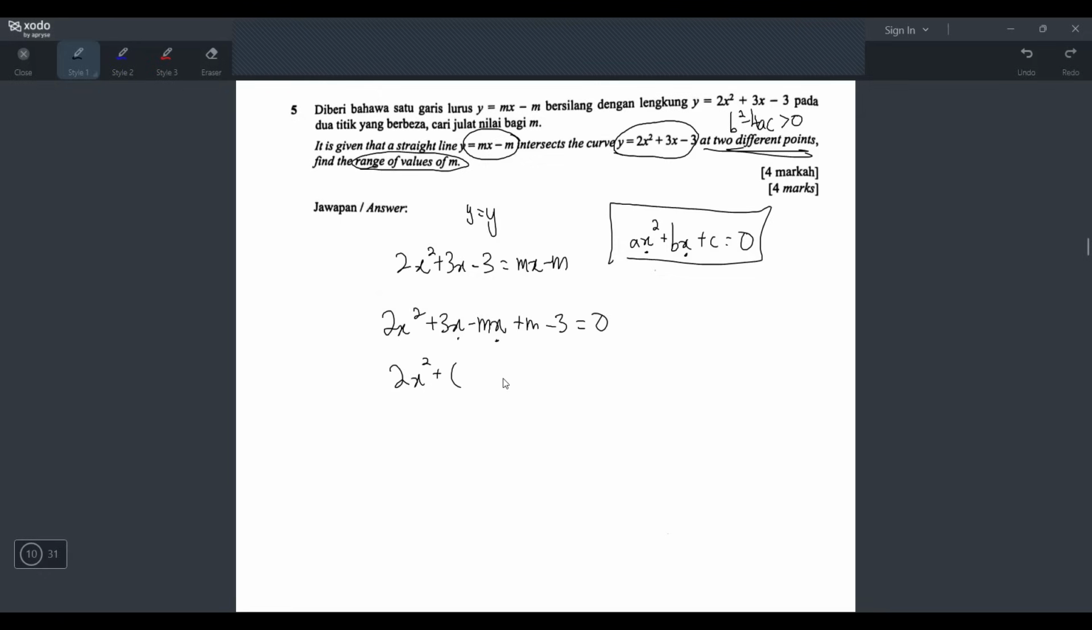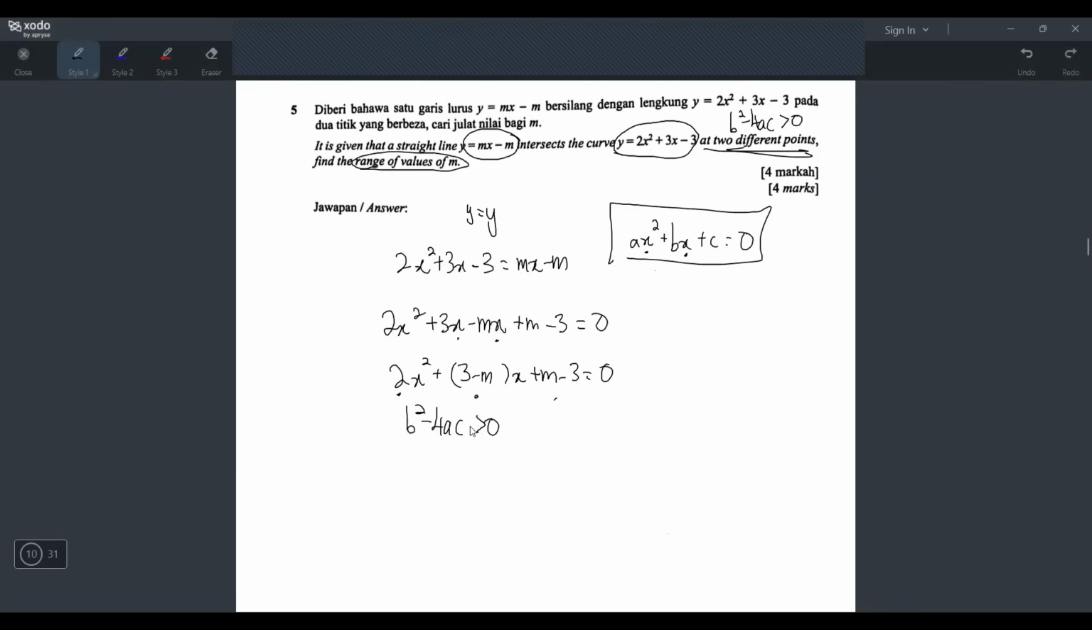You have to pull out the x. So what I will do is pull out the x at the back, and inside the bracket I will write 3 minus m. Okay, because I take out the x from both of these terms, and now it becomes plus m minus 3 equals 0. So now this is a general form. We can see what our a, b, and c are. So now we can do the b squared minus 4ac bigger than 0.